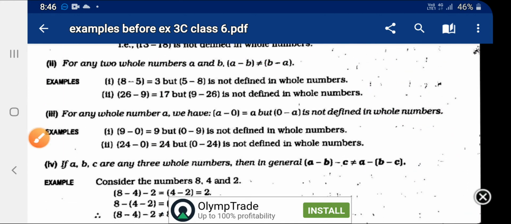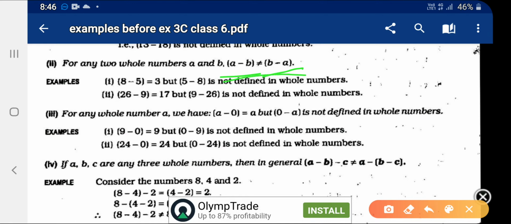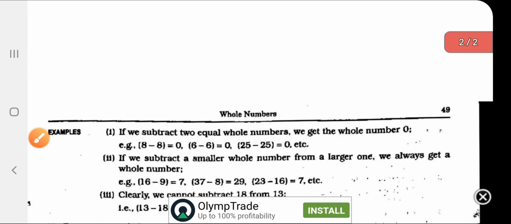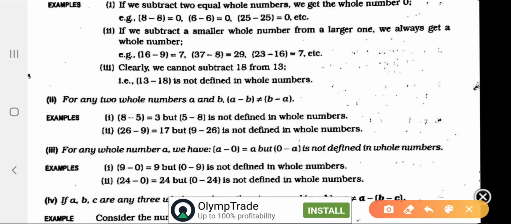For any two whole numbers a and b, a minus b is not equal to b minus a. It does not obey the commutative law. We had read in addition that addition obeys the commutative law: a plus b equals b plus a, and we had solved many questions based on this property. But subtraction does not follow the commutative law. Fine, these examples are also given.